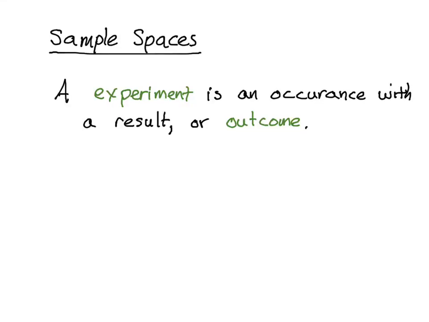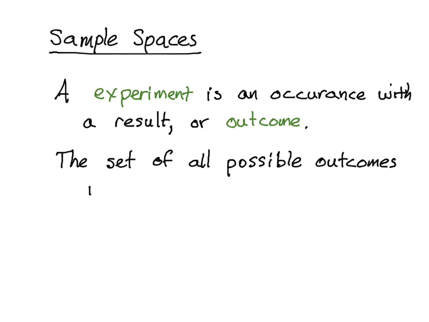Hey, so this talk is going to be on reviewing probability and getting into conditional probability and a little bit more sophisticated techniques in calculating probabilities. So first, a little bit of a review. Remember the sample spaces. An experiment is an occurrence with a result or an outcome, and the set of all possible outcomes then is called a sample space.